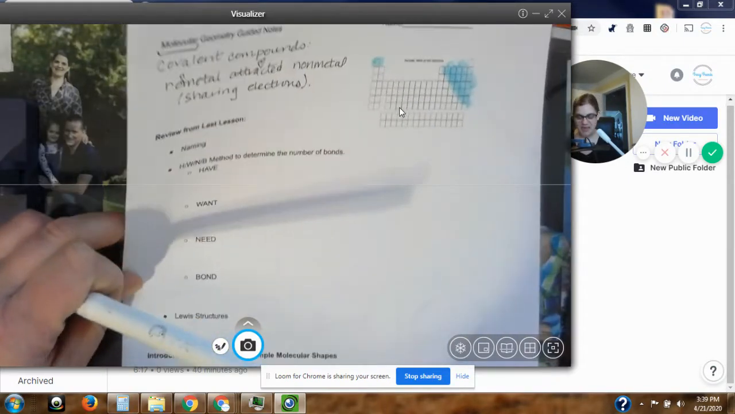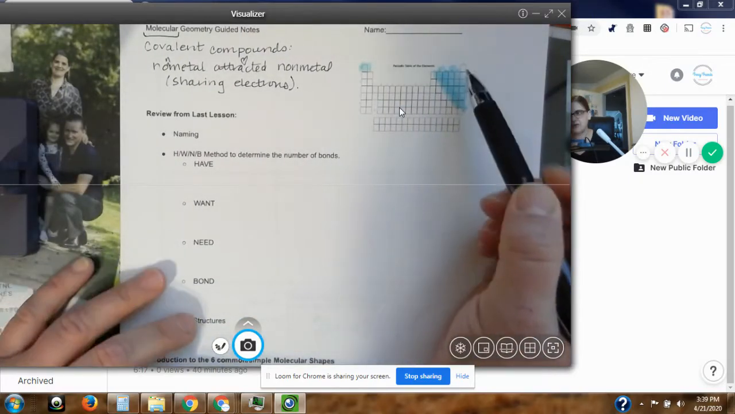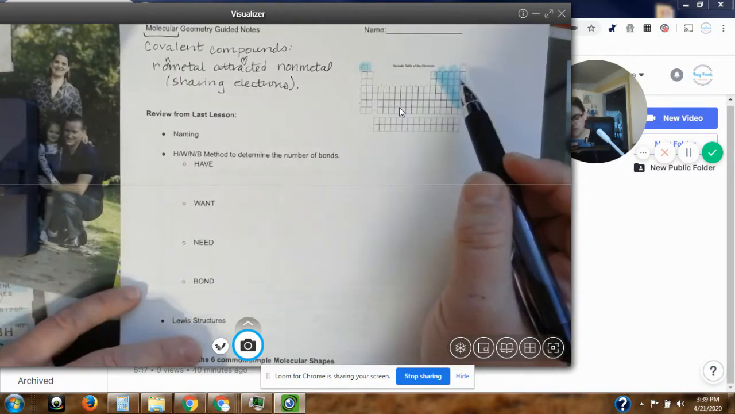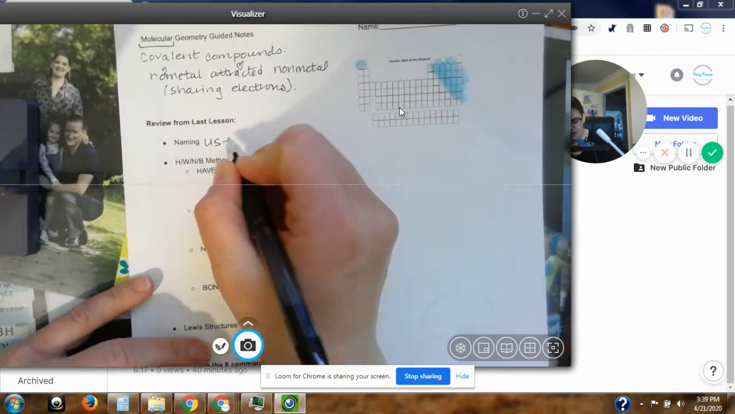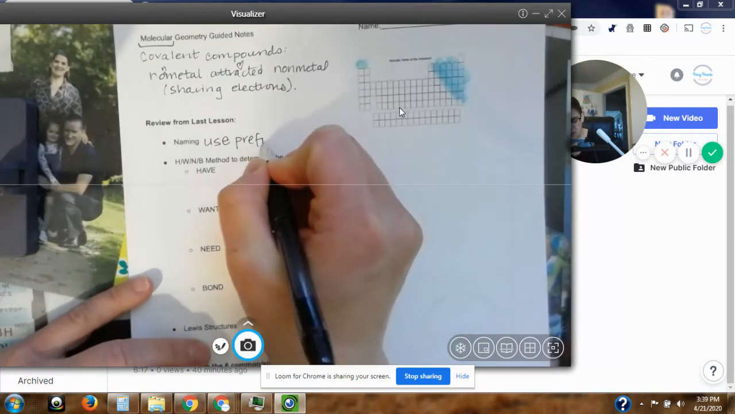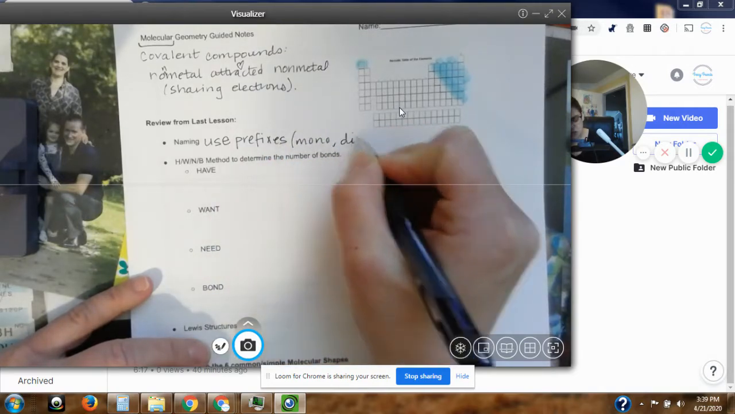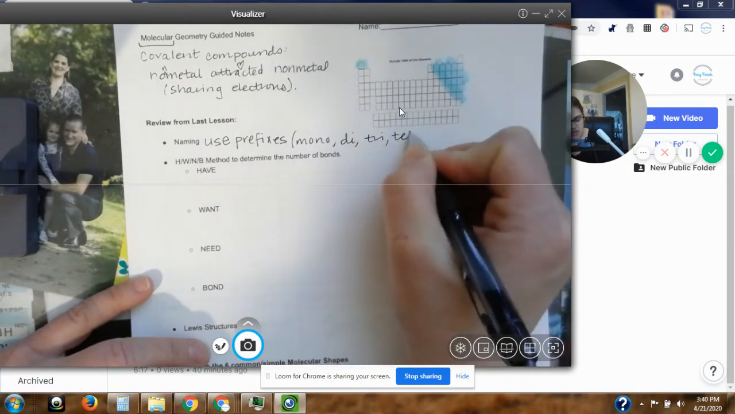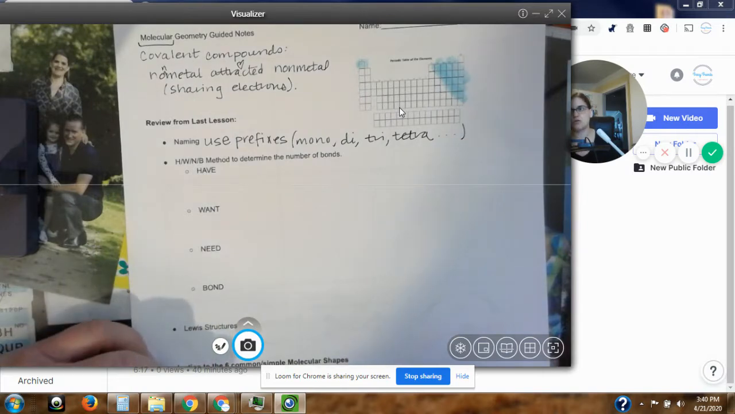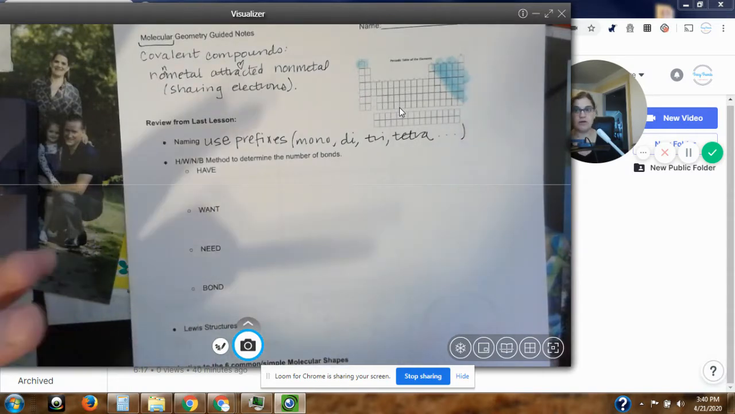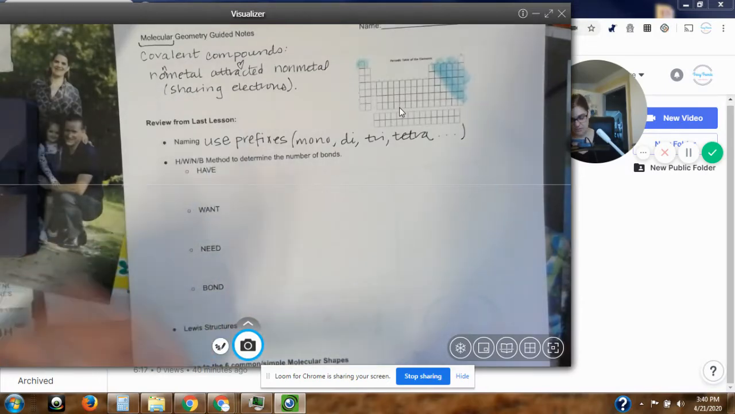Okay, so nonmetals attracted to nonmetals. So you're dealing with elements over here. When you met with Miss Olson last time, she talked to you about naming. Just a reminder that you use prefixes. When you see the prefixes like mono, di, tri, tetra, you know that you have most likely a covalent compound. And so that's a big clue. When you have an ionic compound, you are not going to see these prefixes. Okay, so this is important.